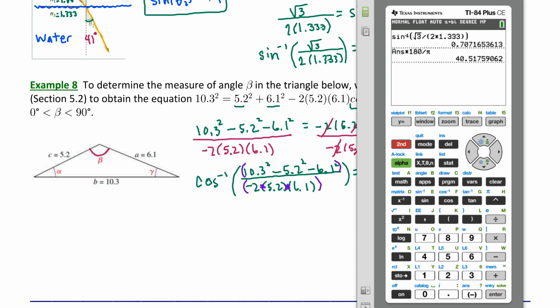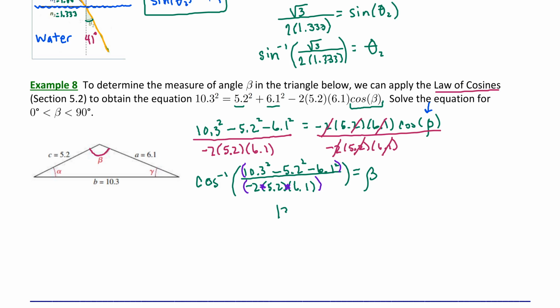Here we go. Inverse cosine. Open up parentheses for your numerator. We have 10.3 squared minus 5.2 squared minus 6.1 squared. Okay, close the numerator. Enter divided by for the fraction bar. Open a set of parentheses for the denominator. And we have negative 2 times 5.2 times 6.1. So close the denominator and close the argument of the inverse cosine. And we end up with angle beta equals 131.3 degrees.